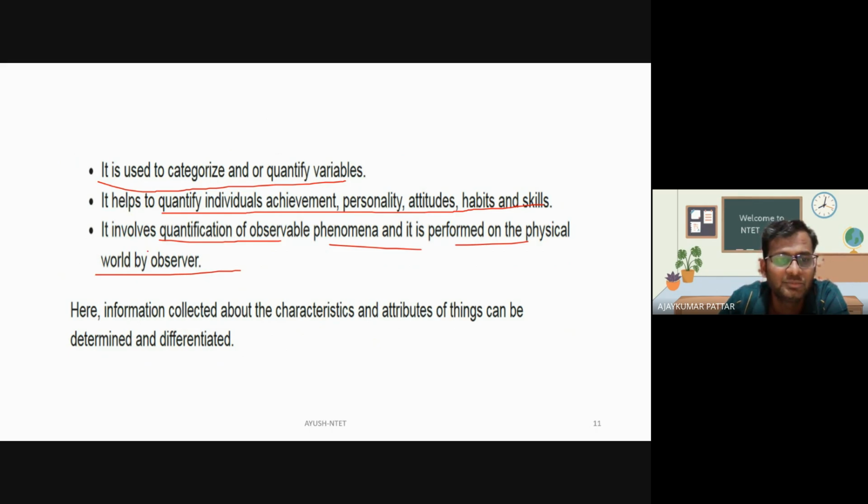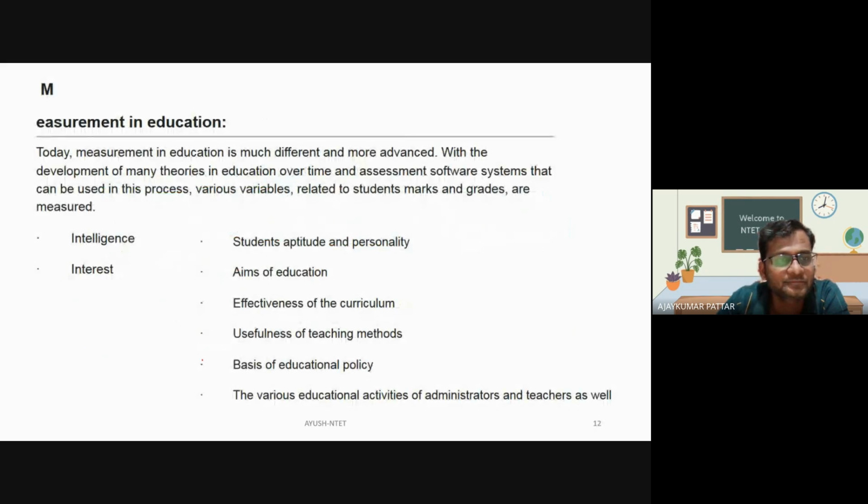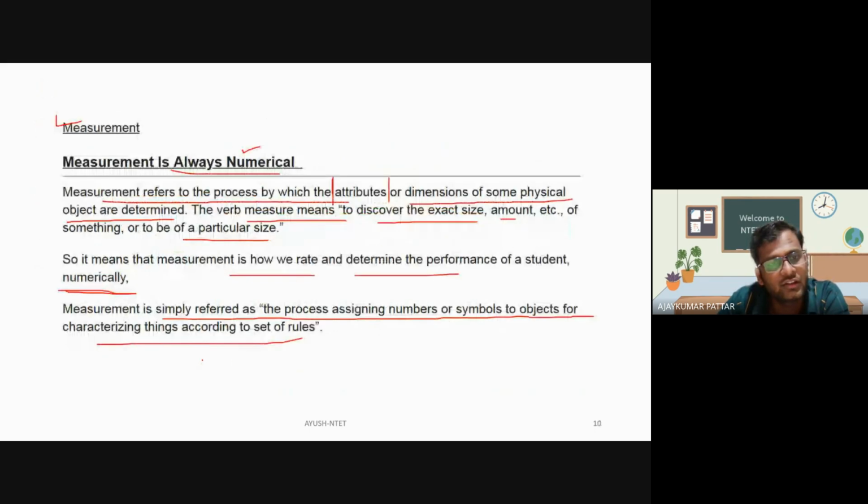The observer will give this numerical value. So here, information collected about the characteristics and attributes of a thing can be determined and differentiated. So in this context, I will tell you some concepts, then you will understand what measurement is. For example, in research, we have a concept like scales of measurement. All of you know the scales of measurement. What are the scales of measurement?